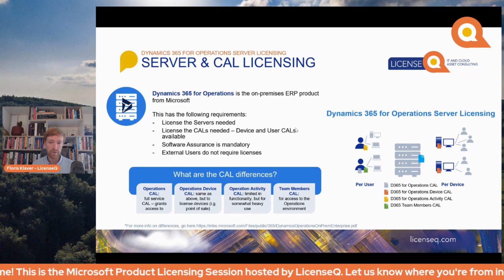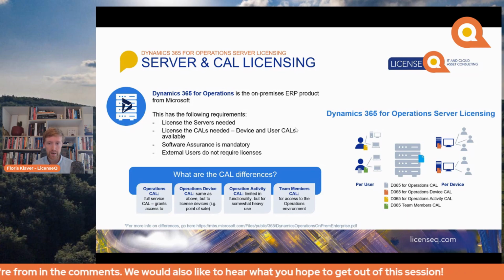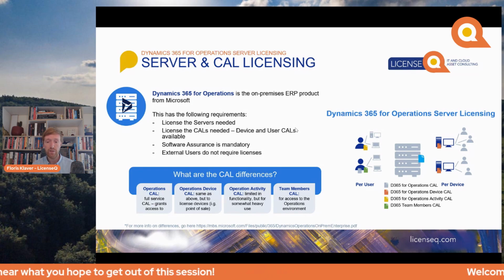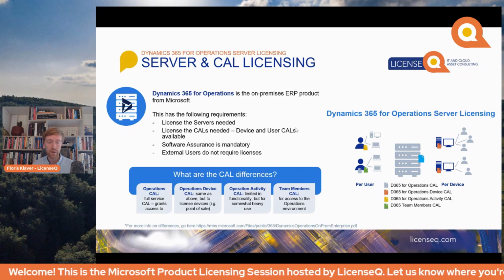You have a couple of different license types here. You have the Dynamics 365 for Operations CAL. You have a Dynamics 365 for Operations device CAL, which is the same as the Operations CAL, but you license point of sale devices. You have the Dynamics 365 for Operations activity CAL, which is limited functionality, but somewhat heavy use. So that's an in-between license between team members and Operations CAL. And the team members CAL here is the same as with the CRM version. It gives you access to be able to do very basic specific tasks within a Dynamics environment.